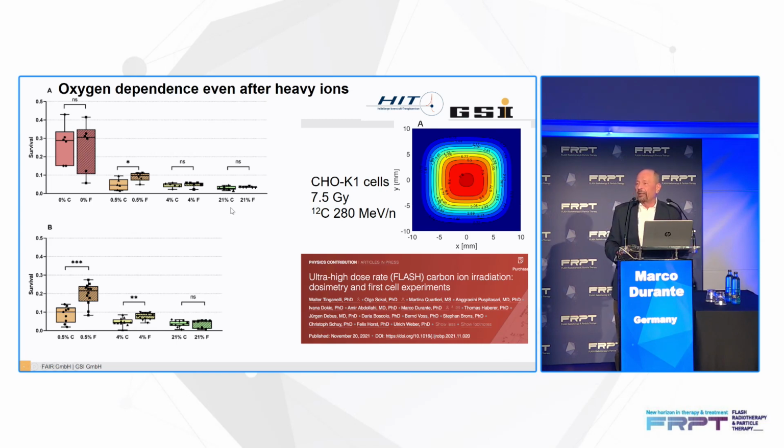These are actually data from my own group at GSI, in collaboration with Heidelberg, with HIT. We also measured cell killing, this time with carbon ions, and you see that when you are in total anoxia or in total oxic conditions, you don't see any difference. But when you are in moderate hypoxia, you see the data here, 0.5% and 4%, you do see a difference in cell killing, even with carbon ions, not only with electrons or photons.